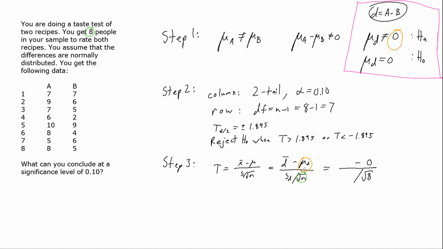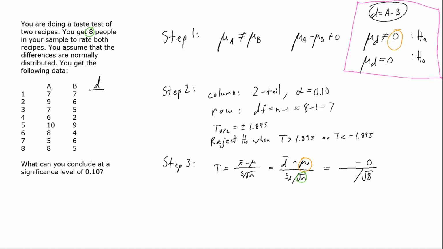Now sometimes the question will give you those things. If the question gives you those things, then you can just go ahead and plug them into your formula and get your answer. But if the question doesn't give you those, what are we going to do? We're going to calculate them ourselves. So that's what we're going to do over here now.